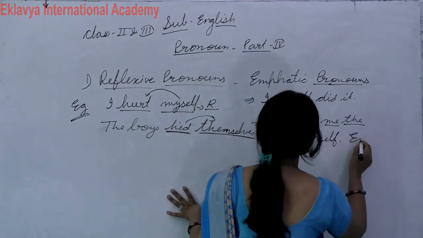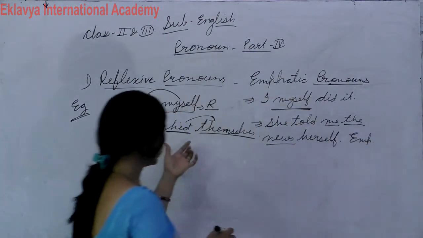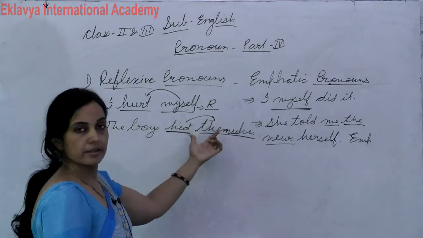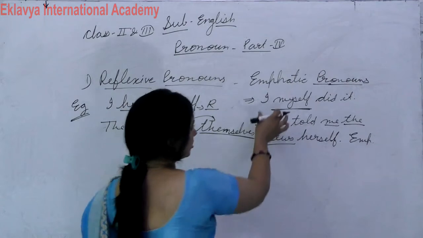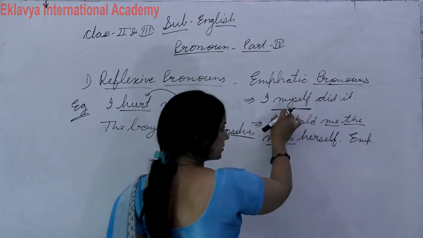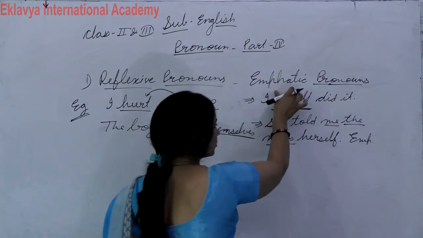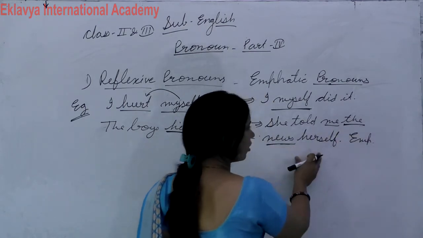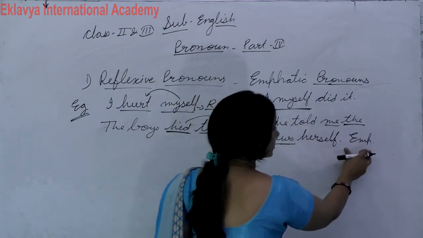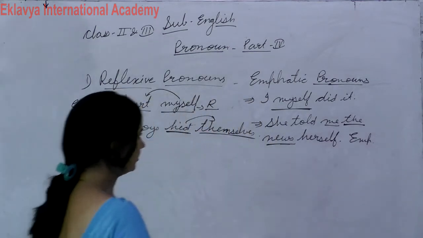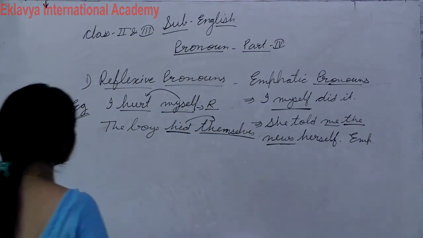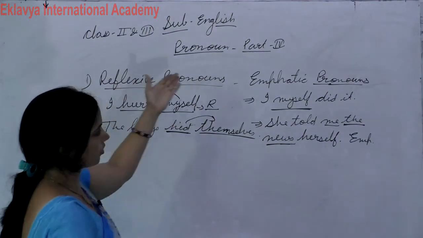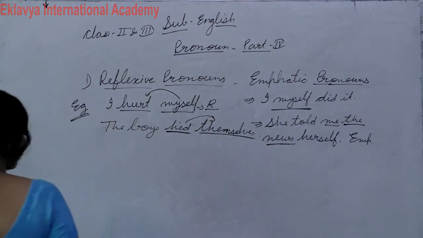What kind of pronoun? Emphatic pronoun. And where they are being used after the verb, you can say these are reflexive pronouns. And here after the subject it is being used, so you can say it is an emphatic pronoun. And after the object, the news, the object of this verb, it is the emphatic pronoun. I hope you understood the difference between the reflexive pronoun and emphatic pronoun.